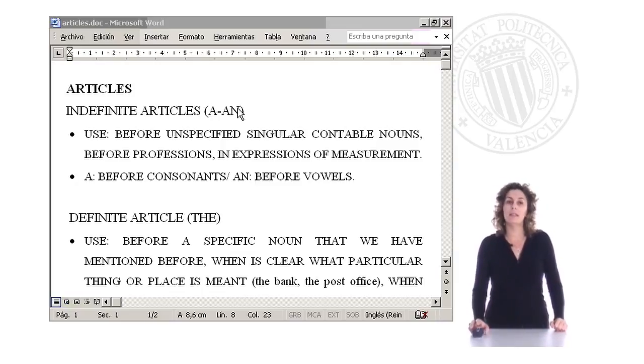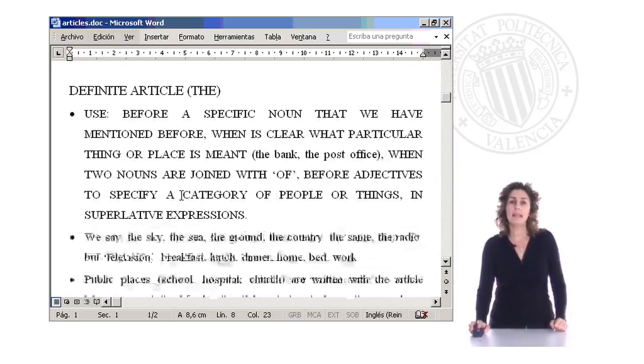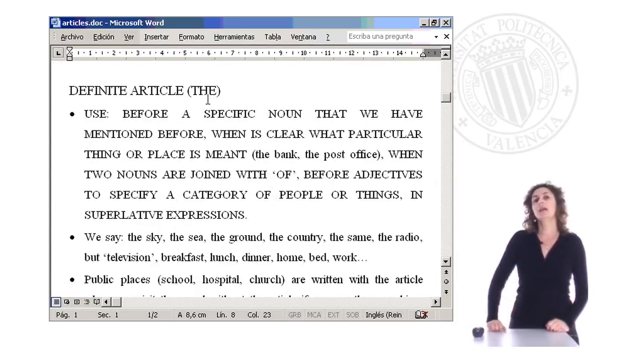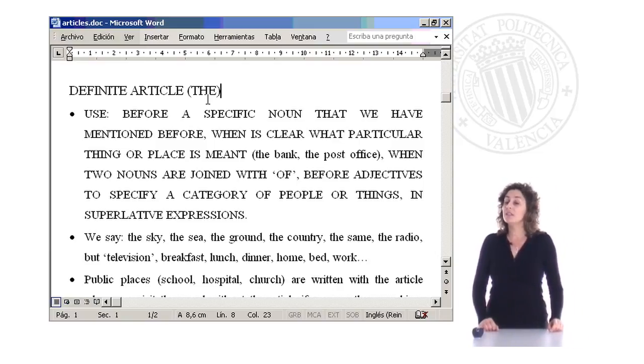On the other side, we have also the definite article, the, as you can see here on the board. We use this article before a specific noun that we have mentioned before. That means, as it is definite, we should know what we are talking about, or when we read this article, we should consider that this noun has appeared before in a text or in a conversation, or when it's very clear what we are talking about. For example, when I say, I'm going to the bank, everybody knows what a bank is, or I'm going to the post office, or I'm going to the town hall. Everybody knows all these names, and that's why we use the definite article.